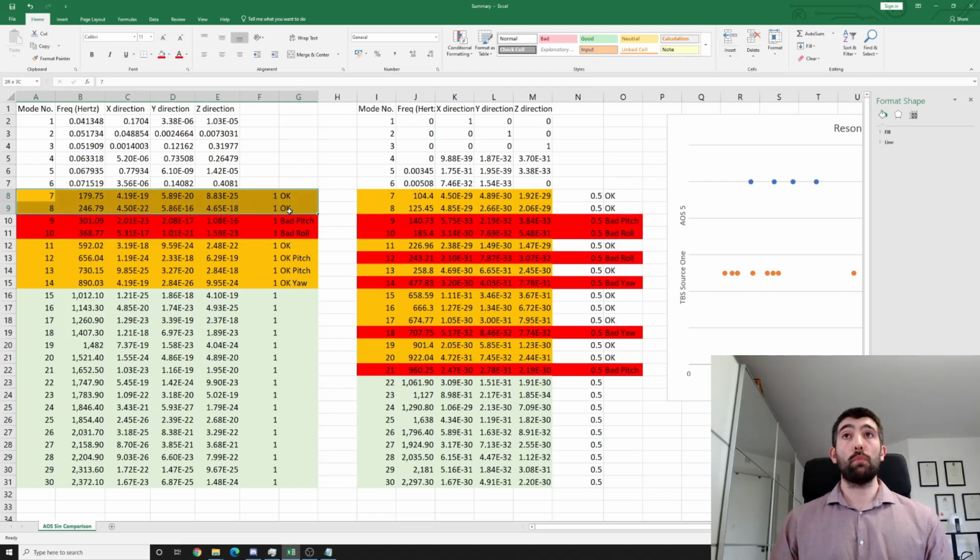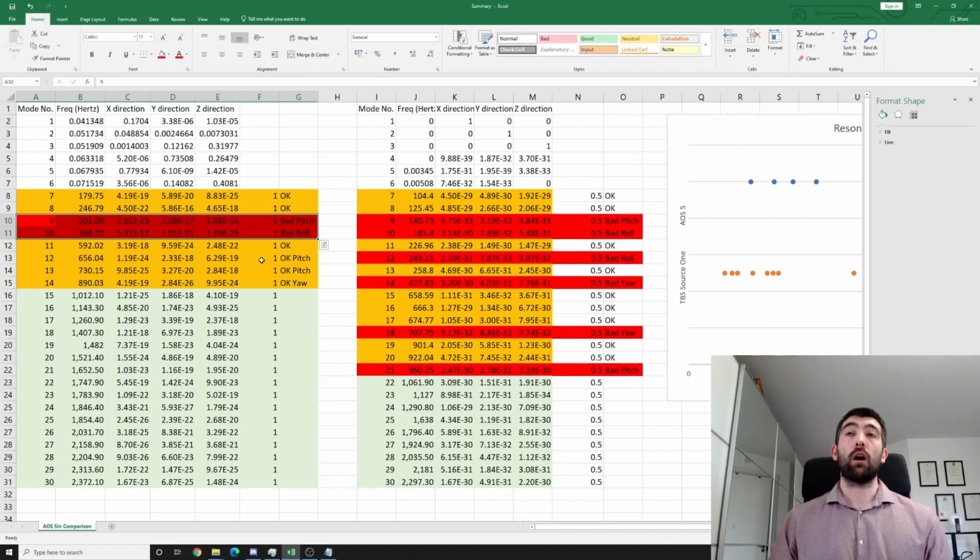Again, the first two modes, as with the Source One, are not bad mode shapes, and I'll show you the mode shapes in a second. But the frequency is much higher, and that means that the flight performance of this frame from a resonance standpoint should be much, much better.